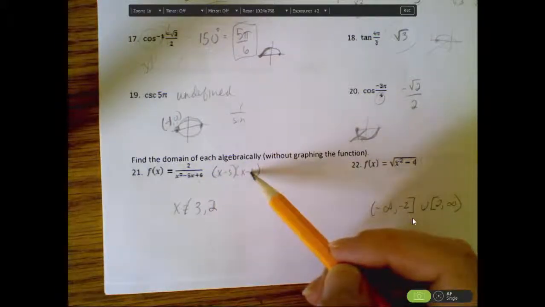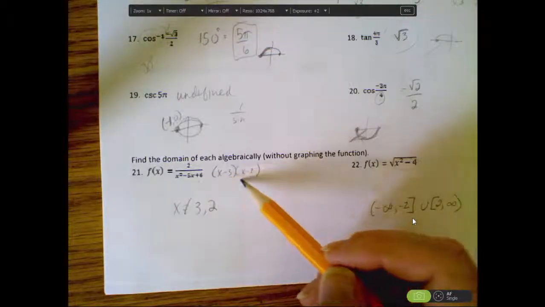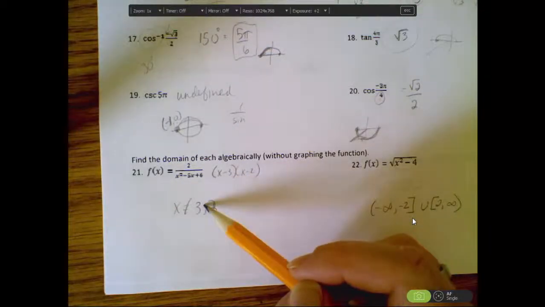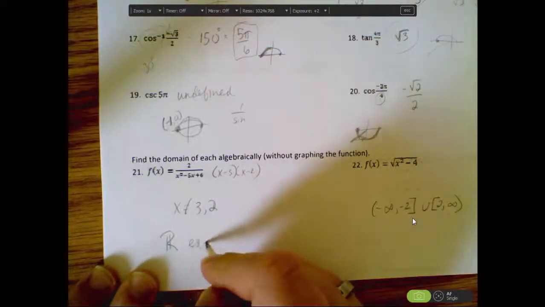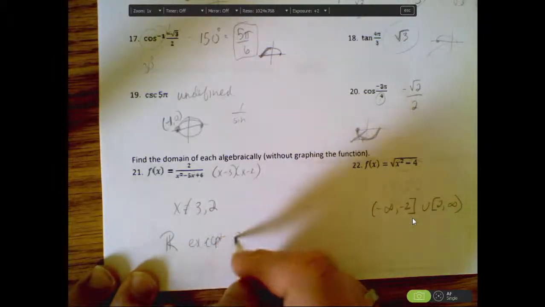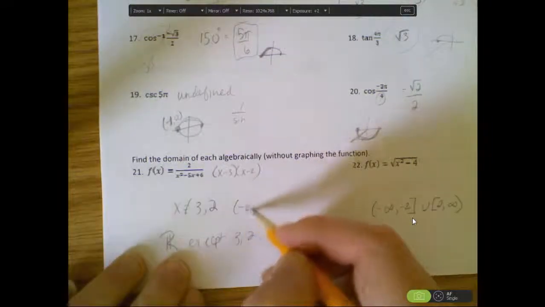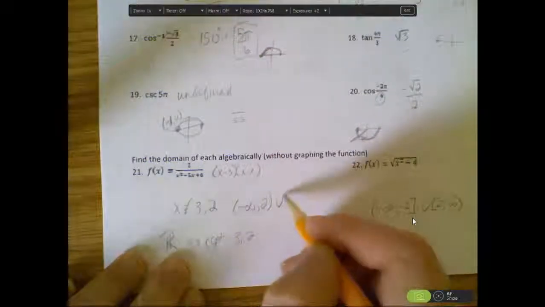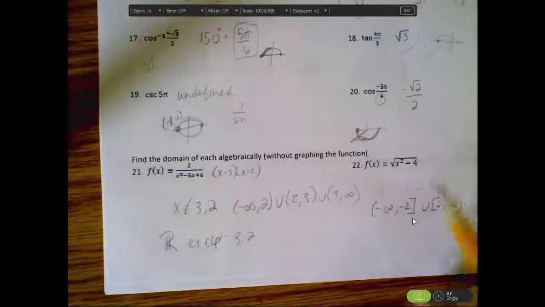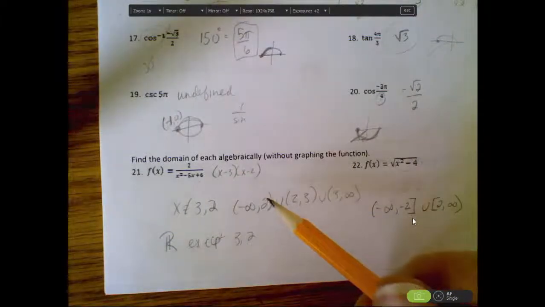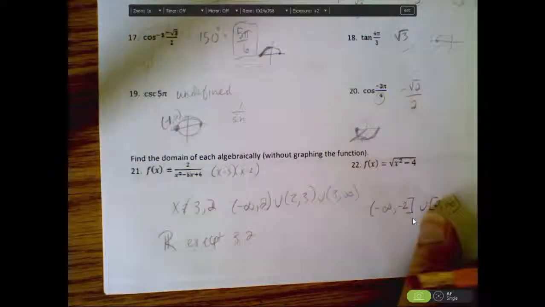Well, if it factors into x minus 3 and x minus 2, then the denominator equals 0 when x is 3 and 2. So the domain, we would say, is all real numbers except 3 and 2. Or you could do negative infinity to 2 union 2 to 3 union 3 to infinity. All of those are acceptable as long as you understand that x cannot equal 3 or 2 in this case.